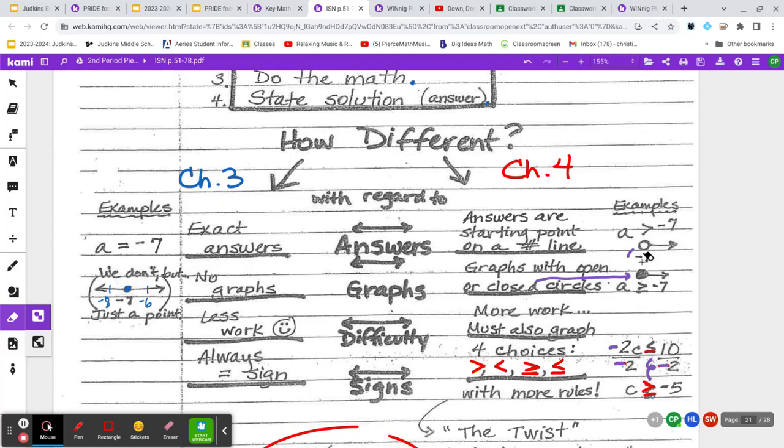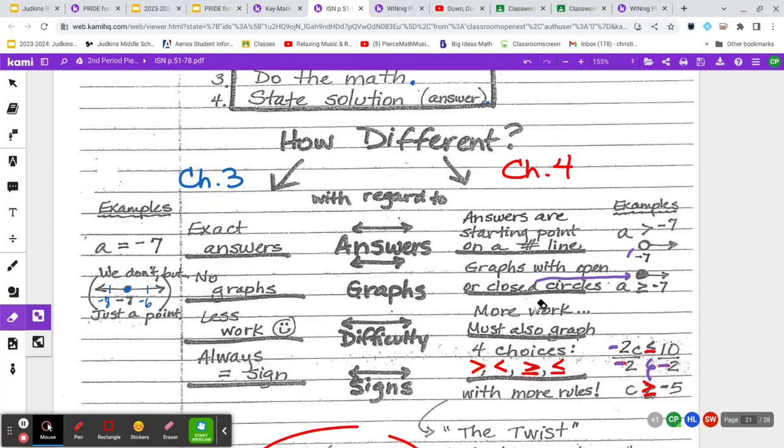Maybe you have special credit at a store, and as long as you use less than $7, they give you credit. Maybe you have a brother who loans you money, but he's like, nah, not a penny over $7. You owe me $7. I'm not lending you anything more. So this is the idea of an inequality. It's a starting point on a number line. Now, graphing. Chapter 3, we didn't have any graphs, but if you had to graph it, it would just be a dot on a number line. See that? This is a dot showing graph of A equals -7. It's just a point. But with Chapter 4, graphs, we have open or closed circles.